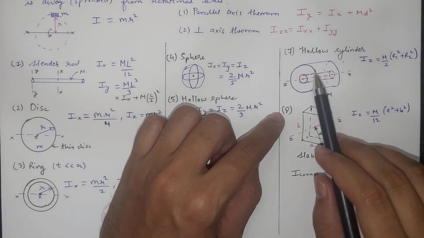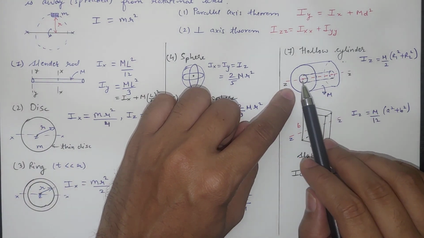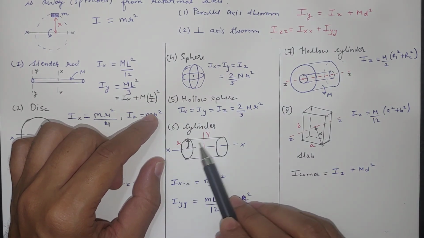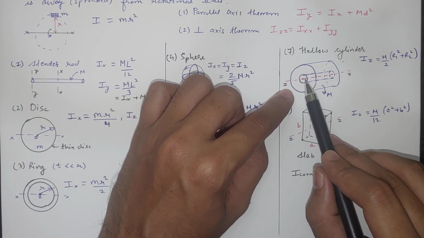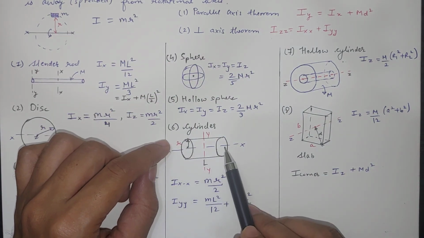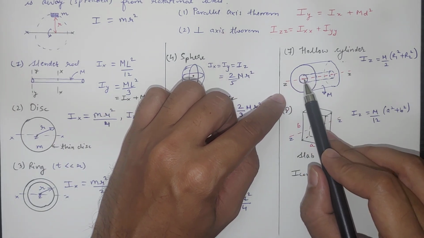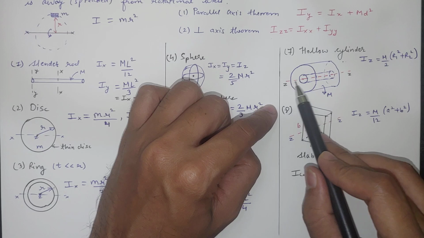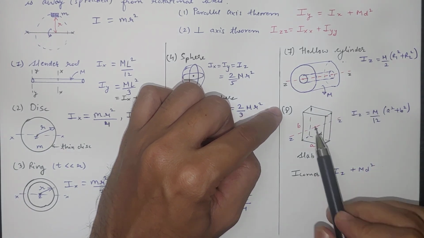And the last two are hollow cylinders. This was the thin solid cylinder. This is a hollow cylinder. So here mass is distributed in the entire cylinder, but here mass m is distributed over this hollow cylinder. So we are not cutting the section out, actually this entire mass we are redistributing over the entire hollow cylinder. So here Iz, which is from the center, is m by 2 times r1 square plus r2 square.